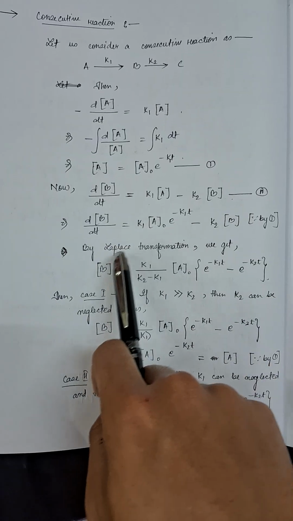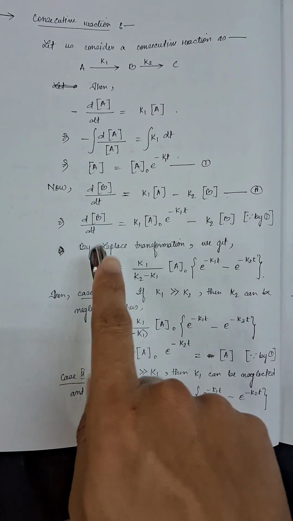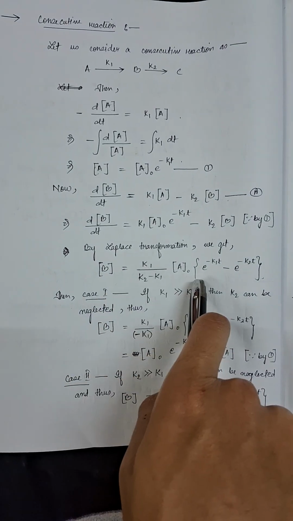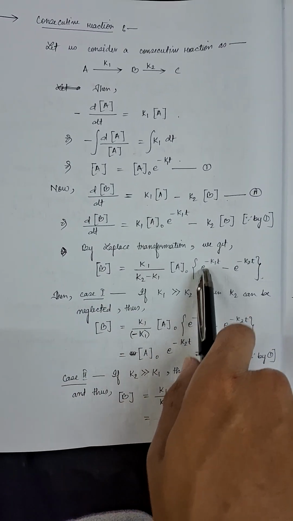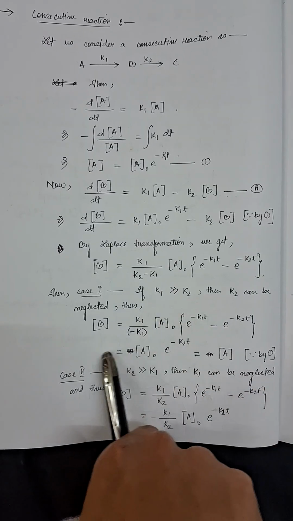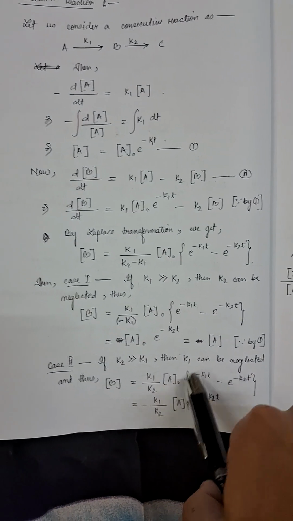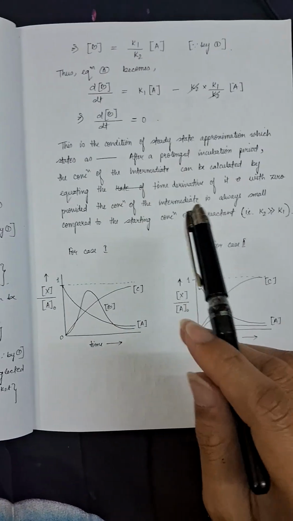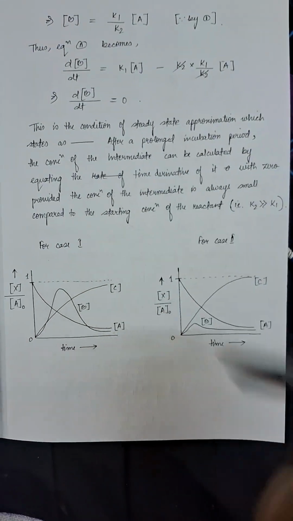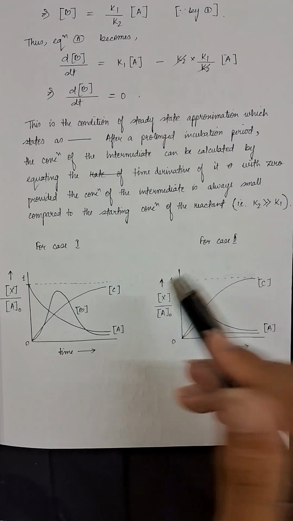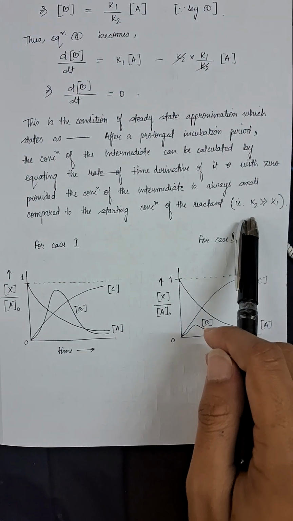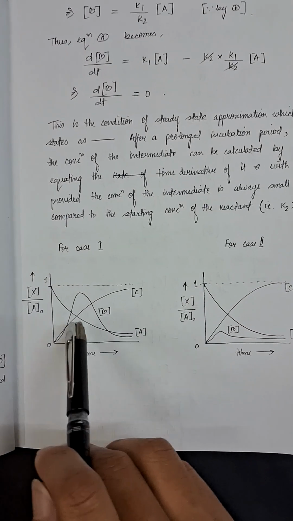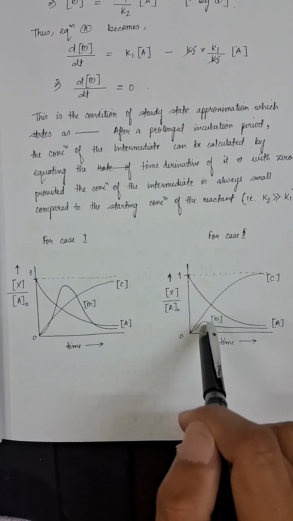Even if the integrated rate law is asked, I don't think it will be, but then just write like this, by Laplace transformation, just learn this equation by heart. So at case 1 we got like this, at case 2 we got like this. This case 2 is the condition where we get a steady state approximation. And in steady state approximation, just remember that K2 must always be greater than K1. Then for case 1 we draw this graph, and for case 2 we draw this graph.